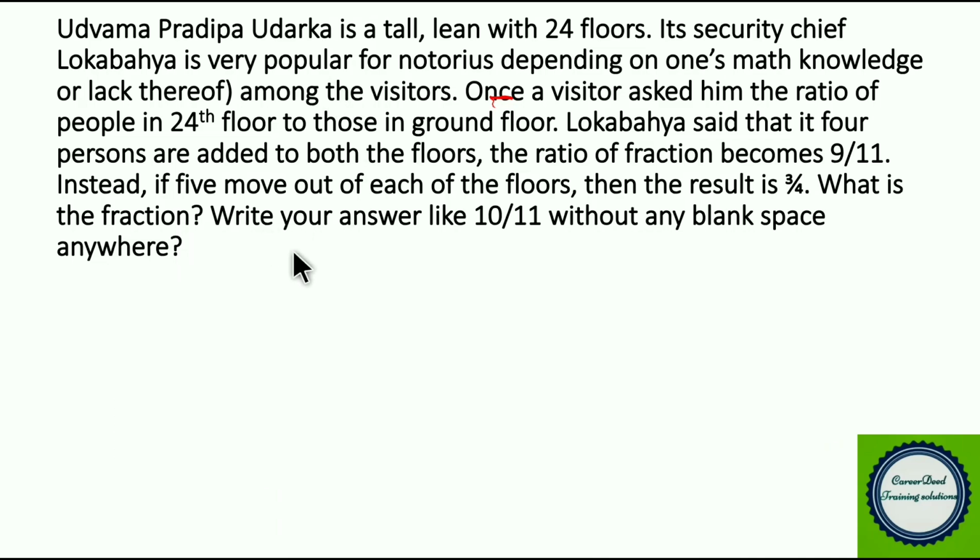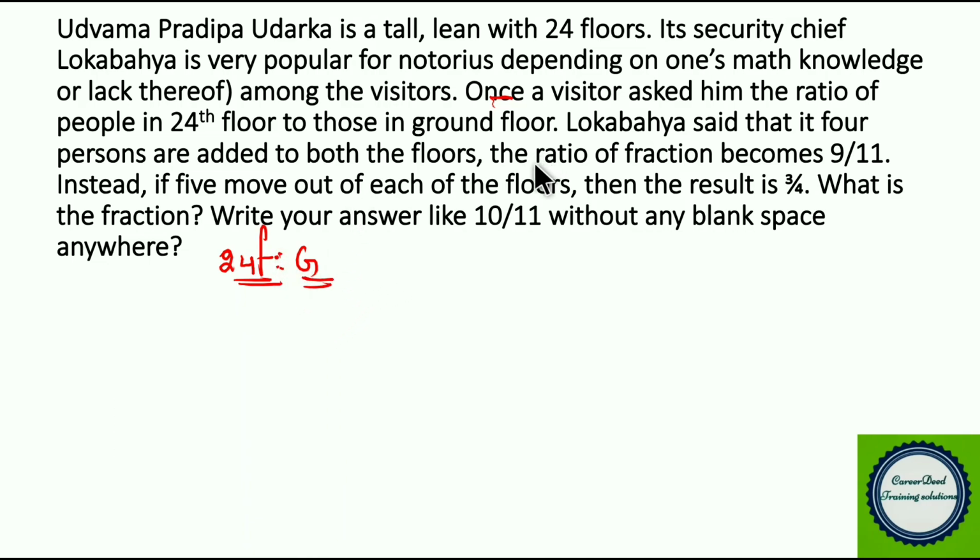So this is a TCS question. We have totally 24 floors. While asking the ratio of the number of people on the 24th floor and the ground floor, we can write the 24th floor as F, and the ground floor as G.